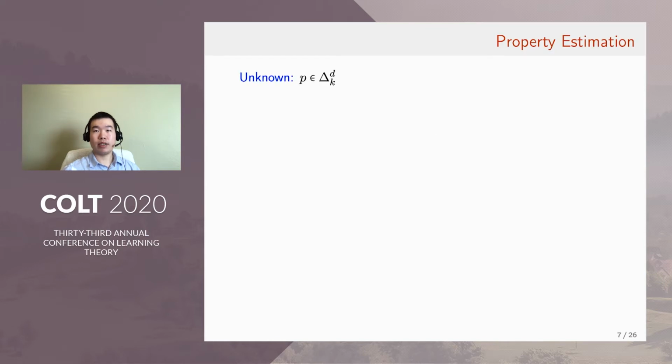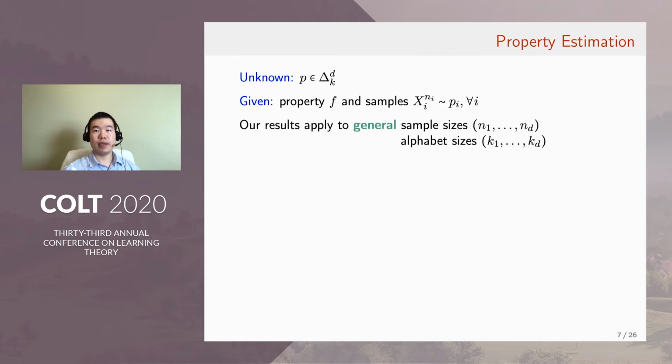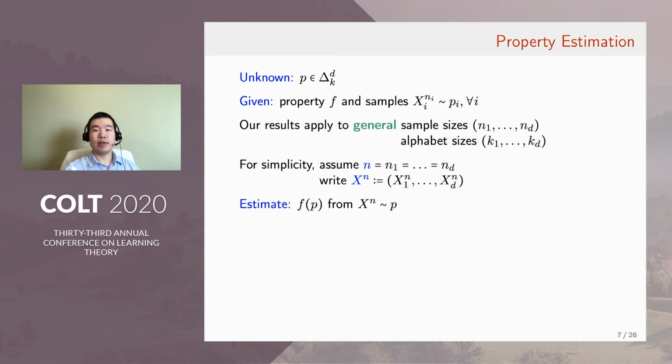So, property estimation. p is unknown. We are given a property f and the samples from p. Our results actually apply to general sample sizes and general alphabet sizes. However, for the simplicity of the talk, we are going to assume that all the sample sizes are equal and all the alphabet sizes are equal. We will write X^n for the collection of samples. We want to estimate f(p) from X^n.